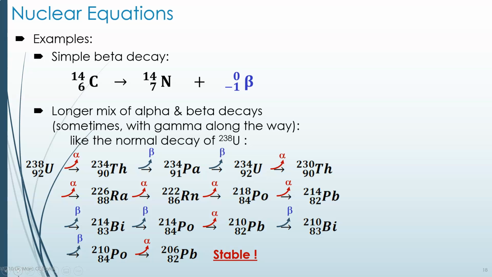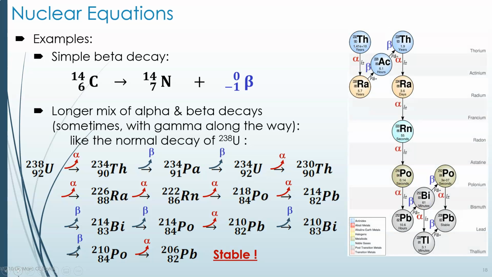And so we lose atomic numbers from all the alpha particles, but we gain atomic numbers from the beta particles, and we end up with 206 for the mass and 82 for the atomic number. We look up 82, and 82 is lead. And this is the first stable isotope formed in this entire pathway.